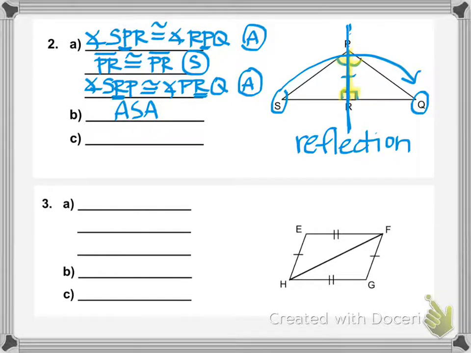So for example, when I write my triangle congruent statement, I know that S has to go with Q. They have to be in the same position. So let's say I start with S for my triangle on the right. I could call it triangle SPR, SRP.